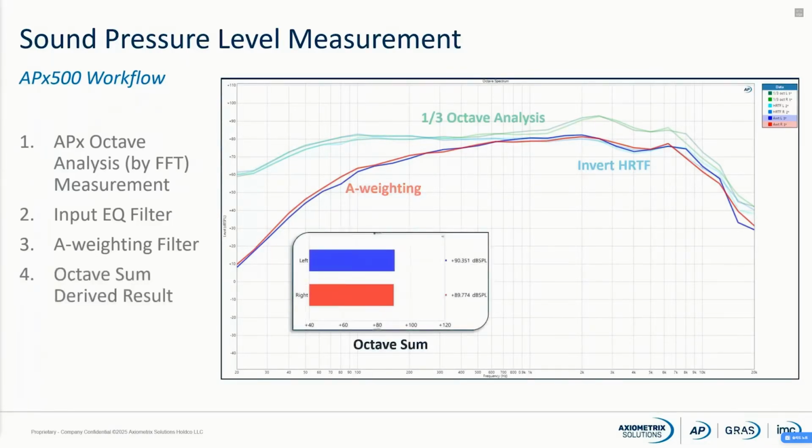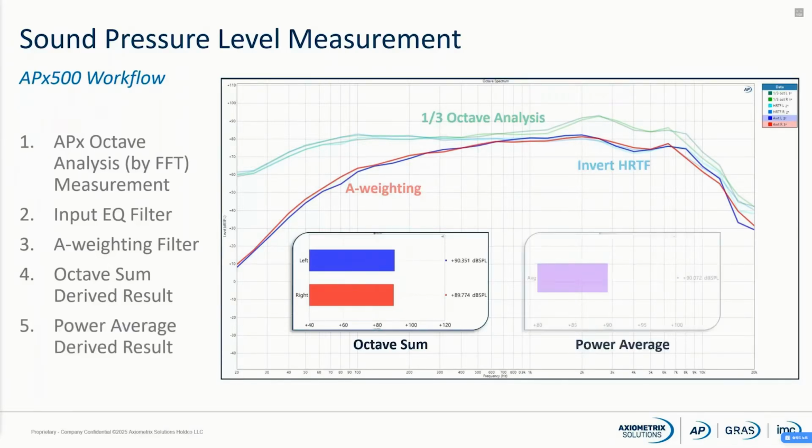For our first result, we have an octave sum. This computes the power sum, or RMS summation, of the measured octave bands for the individual left and right channels. And for our second result, we have a power average, which gives us the average of the combined left and right channels. This SPL measurement is repeated 5 times and runs for a length of 30 seconds for each measurement. The headphones are repositioned on the hats between runs to accommodate for different fit variations.